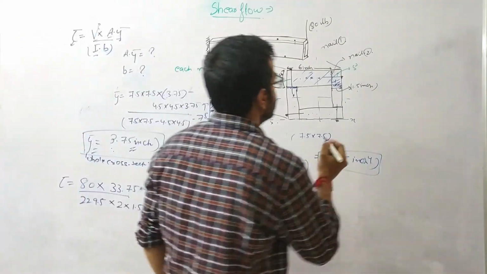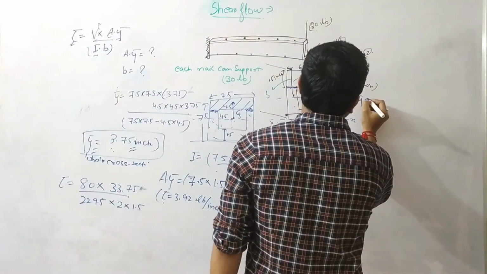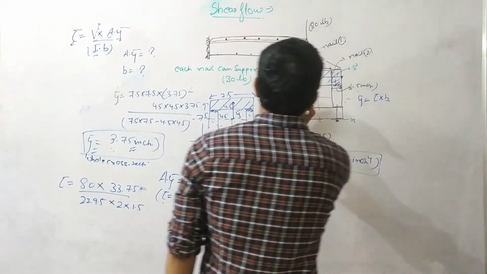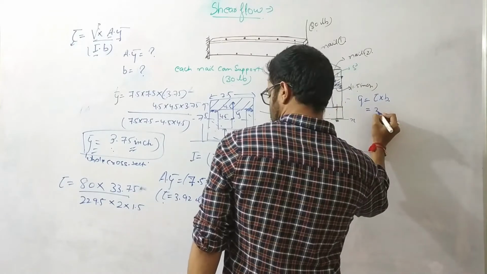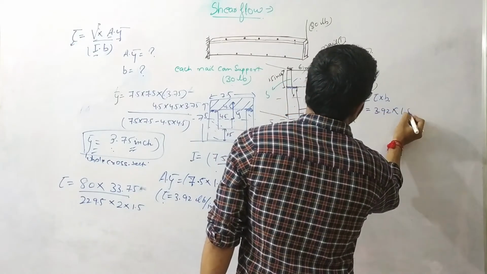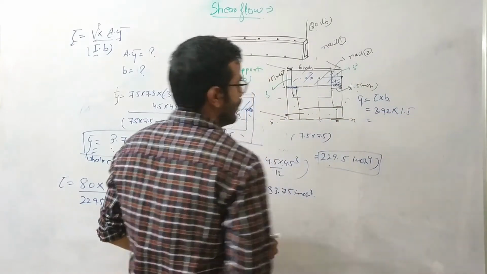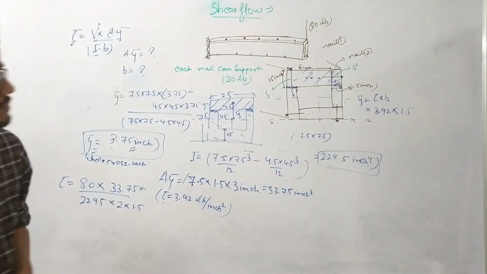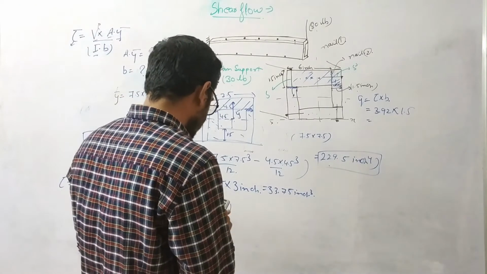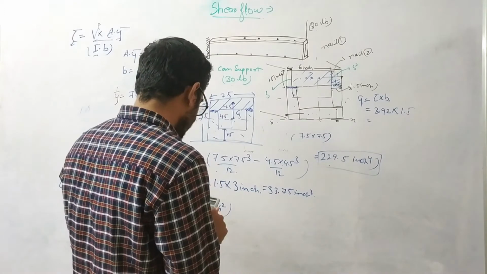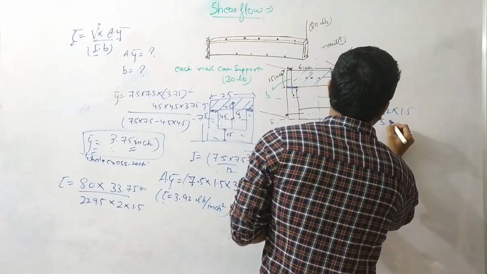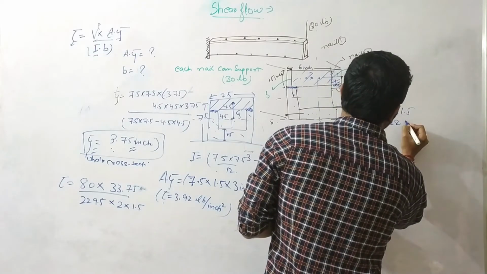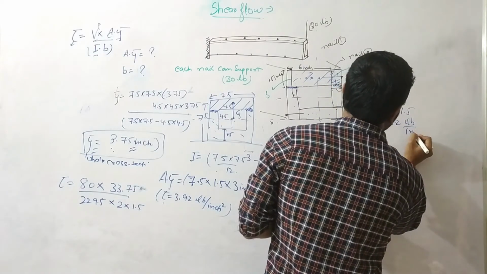Now what will be the shear flow at this location? Shear flow is nothing but tau into B. B at this point is 1.5, so tau is 3.92 into 1.5. The value comes out to be 5.88 pound per inch.